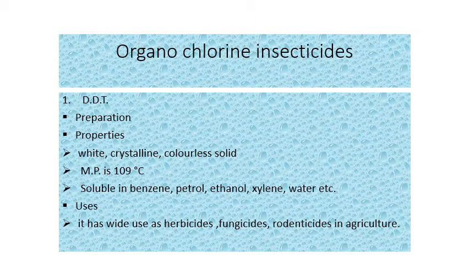Then let us begin the organochlorine insecticides. This group contains carbon, hydrogen and chlorine as the major constituents. They are known as chlorinated hydrocarbons or chlorinated insecticides or chlorinated synthetics. Examples: DDT, BHC and cyclopentadiene derivatives like aldrin and dieldrin. Then we will see in detail DDT. DDT means 1,1,1-trichloro-2,2-bis(parachlorophenyl)ethane.